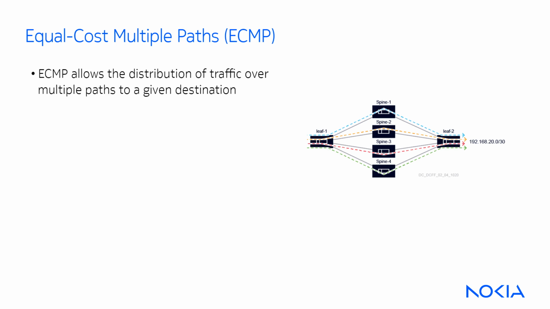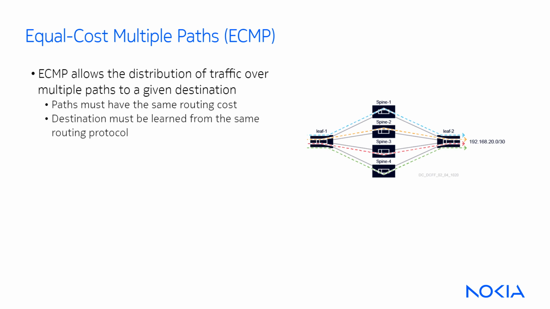The equal cost multiple paths (ECMP) function allows a router to distribute packets destined to a given destination over multiple paths if available, as long as these paths satisfy two conditions. First, the paths must have the same routing cost to the destination. Second, the destination must be learned from the same routing protocol. ECMP can be enabled for static routes as well as dynamic routing protocols.